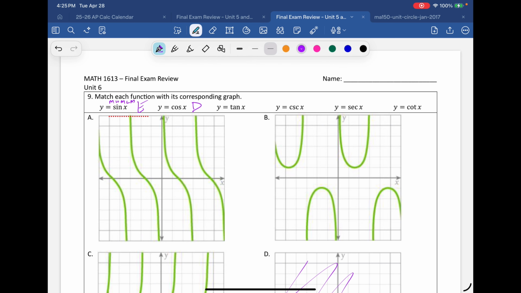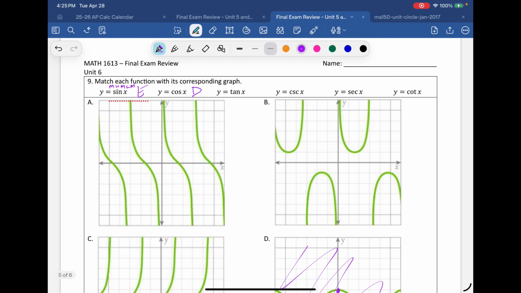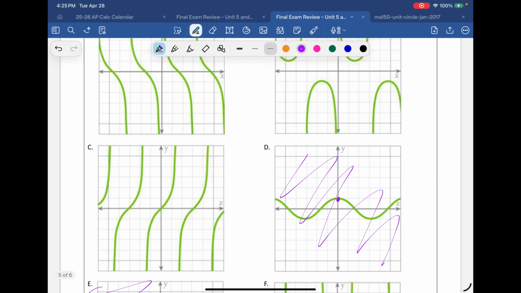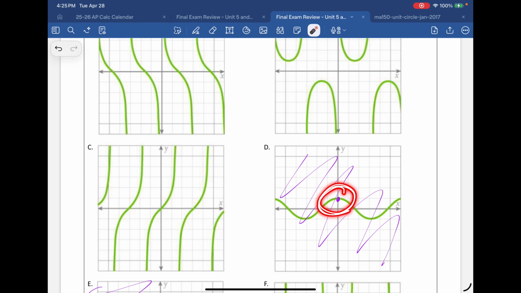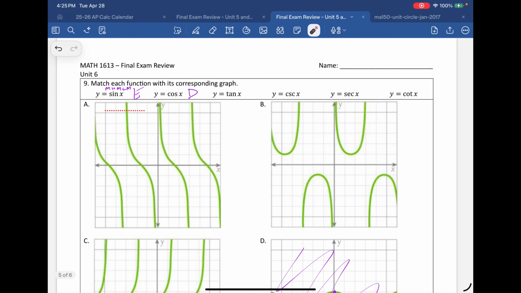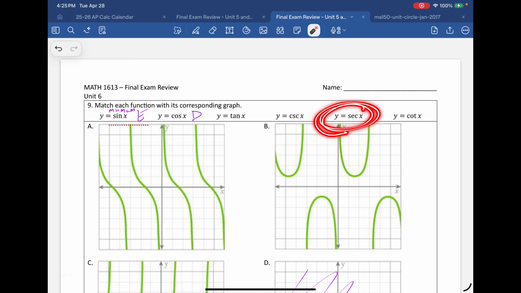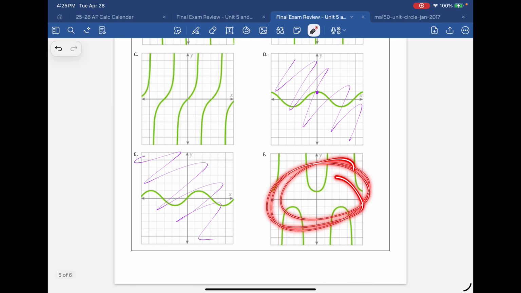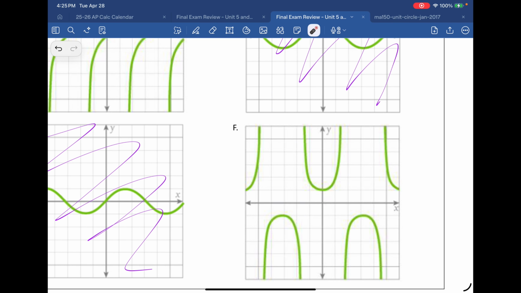Cosecant and secant are the two that I do next. If we consider where the peaks and the valleys are, you see how on cosine, there's a peak on the y-axis, which means on its corresponding graph, there should be a valley. Well, the reciprocal of cosine is secant. So I want to find one of these that has a valley on the y-axis. And I have that here. You can see that the peaks and valleys correspond with each other on secant and cosine.